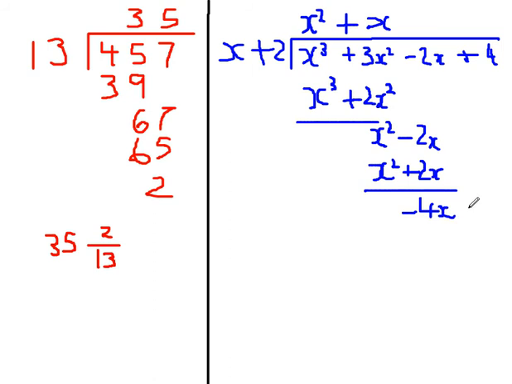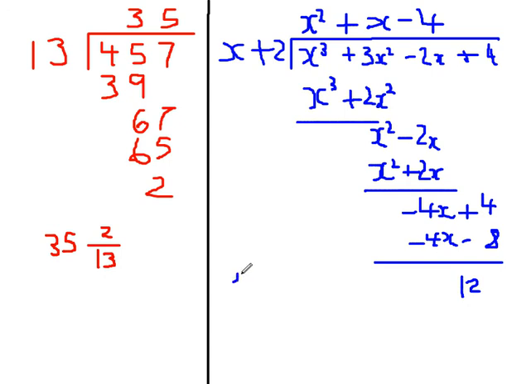And I'm going to bring down the 4 from here. Now how many x's go into minus 4x? The answer is minus 4. And that gives us, when we multiply minus 4 by x, we get minus 4x, and minus 4 times 2 is minus 8. So we get that, and that gives us a remainder of 4 subtract minus 8, which is 12.